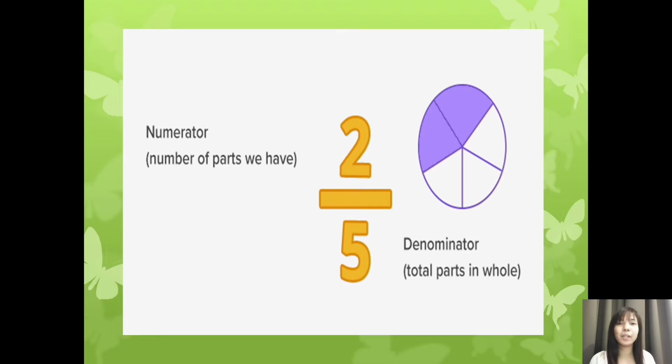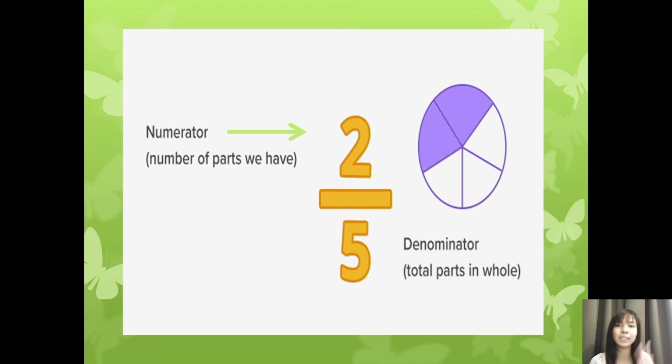So we have here the parts of the fraction. As you can see, we have here the circle, and it has 5 parts, 5 small parts. So 1, 2, 3, 4, 5, and then there are 2 shaded parts. The 2 shaded parts, it's a 2 in this example. So the 2 is an example of numerator. Everybody say numerator. Numerator. It is the number of parts that we have.